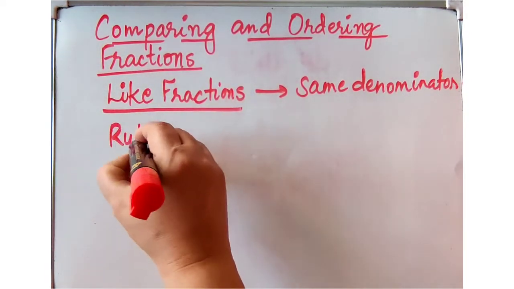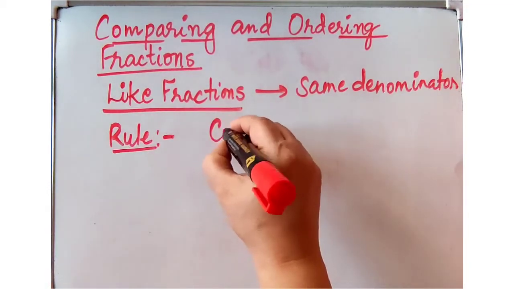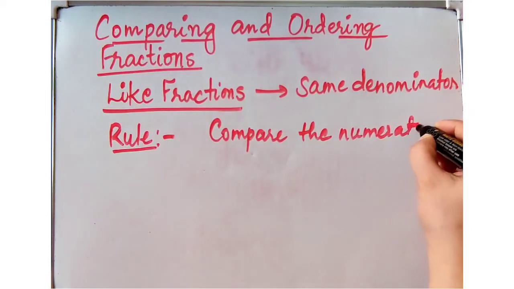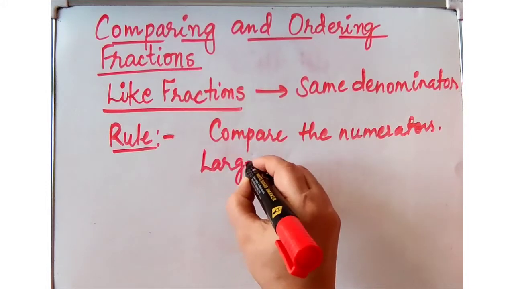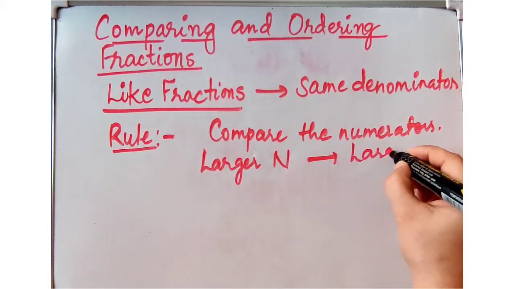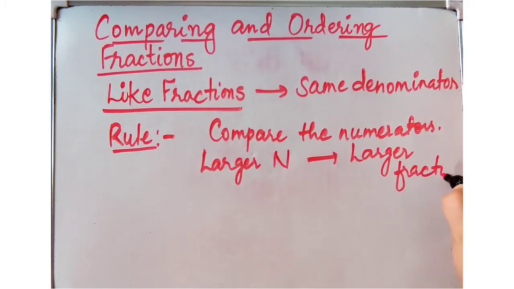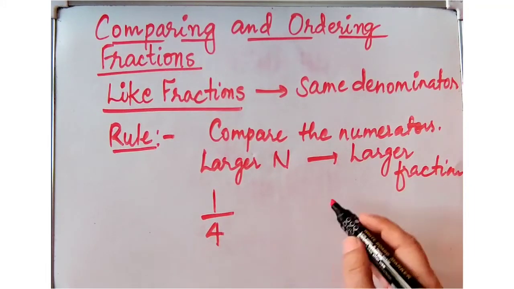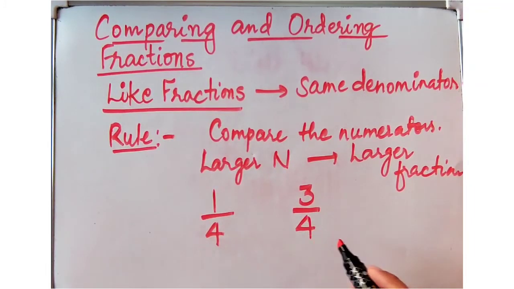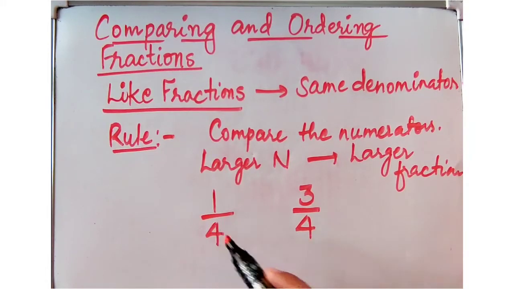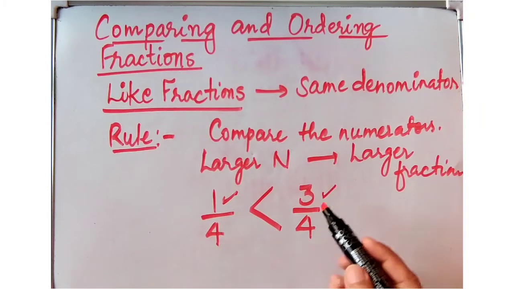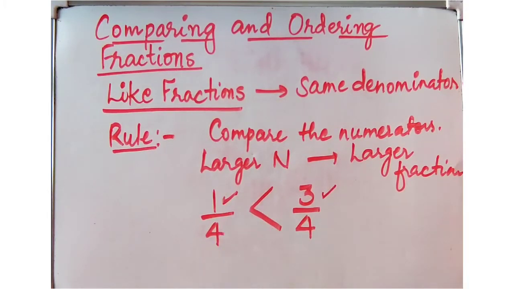So the rule here is that we have to compare the numerators. The one having the larger numerator will be the larger fraction. So let us take an example. If one fraction given is 1 by 4, the other one is 3 by 4. See, the denominators here are the same, that means they are like fractions. So here we are just going to compare the numerators 1 and 3. We know 3 is greater than 1. Therefore 3 by 4 is greater than 1 by 4.